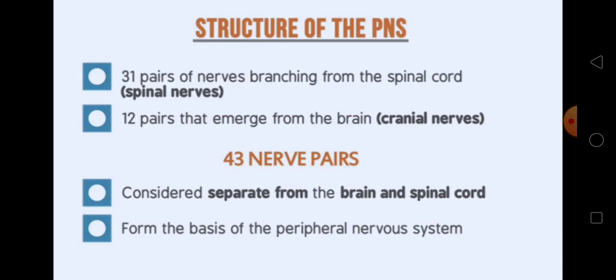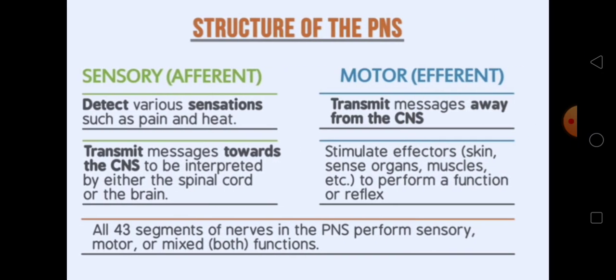What we will understand is that the spinal cord has 31 pairs of nerves branching from it, and 12 pairs emerge from the brain, known as the cranial nerves. Then 31 pairs of spinal nerves and 12 pairs of cranial nerves, so 43 nerve pairs are considered separate from the brain and spinal cord and form the basis of the peripheral nervous system. The structure of the PNS is sensory, meaning afferent, and motor, which is efferent.